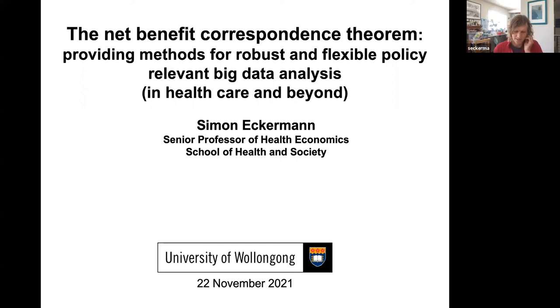So in today's presentation, I'll be introducing and illustrating a set of consistent methods the net benefit correspondence theorem provides for undertaking robust while flexible evaluation in many technology assessment, policy and practice settings, and in particular in settings where comparison consistent with maximizing net benefit has advantages. And particularly, I'll be looking at multiple strategy and multiple domain comparisons, and that's to really inform relevant big data analysis in policy and practice settings.